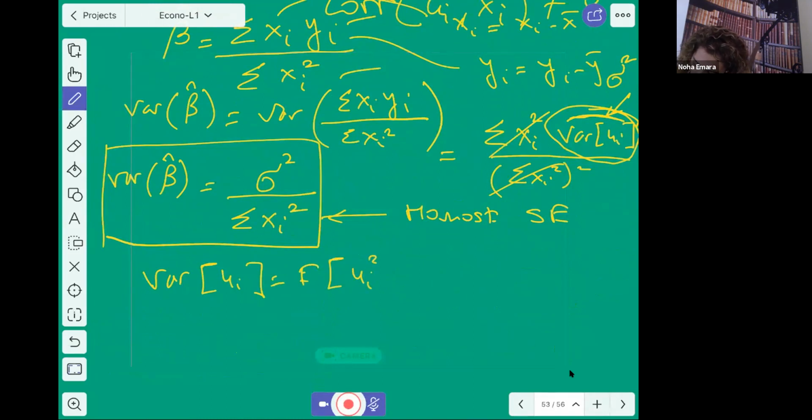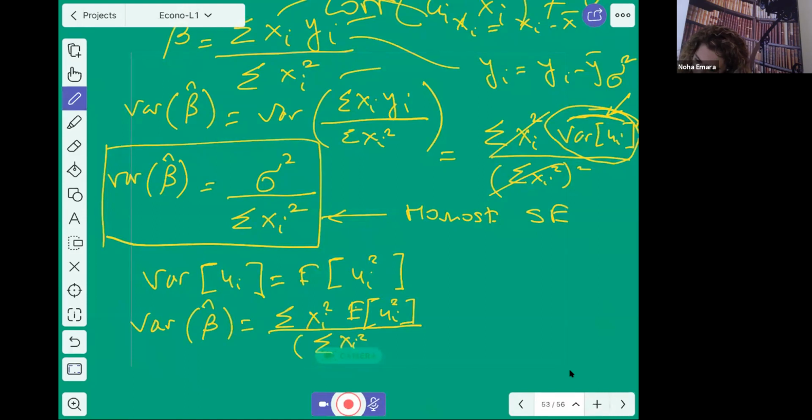And I want you to check chapter 2 and you see this derivation. So in heteroskedasticity, the variance of beta hat is not constant. It's going to be equal to the sum of xi squared times the expectation of ui squared, over the sum of xi squared, whole squared.